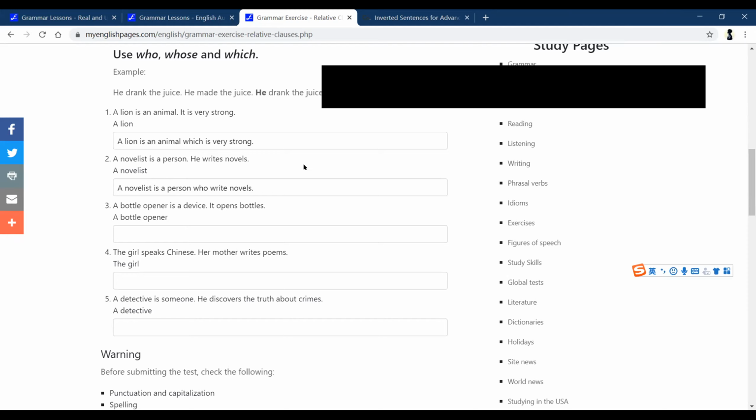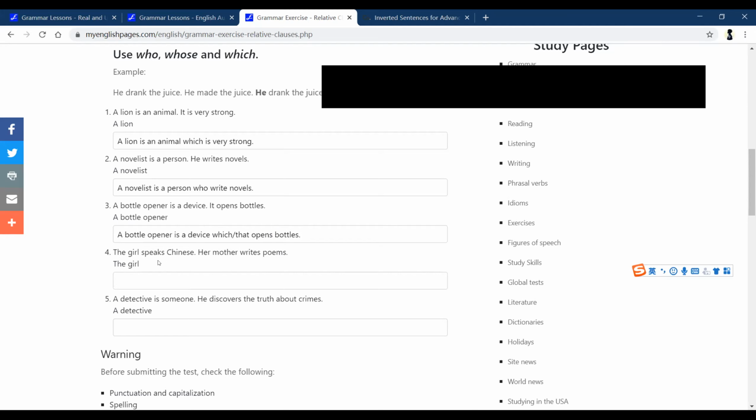And the third one, a bottle opener is a device. It opens bottles. So here it is also almost the same as a lion is an animal. So we can just say a bottle opener is a device which opens bottles. And notice that here we can also use that because in this situation they're probably the same.